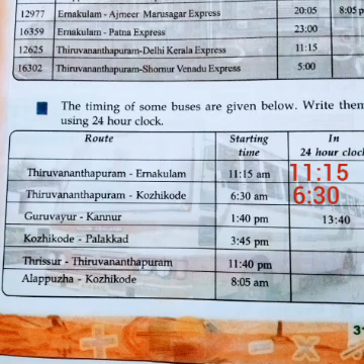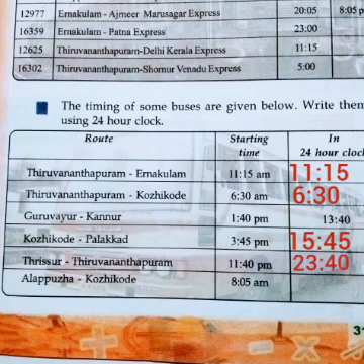13:40. Next one, Kozhikode Palakkad 3:45 PM. Here PM, so we want to convert. How can we convert? 12 plus 3 equal to 15. So our answer is 15:45. Next one, Thrissur Thiruvananthapuram 11:40 PM. So our answer is 12 plus 11. What is the answer? 23. So our answer is 23:40.